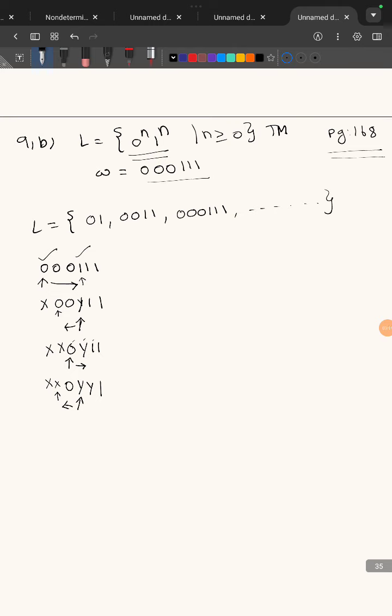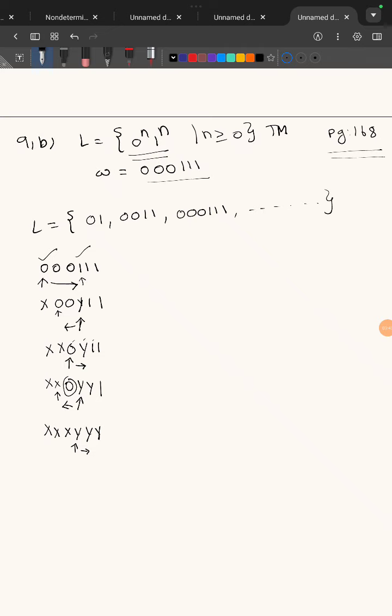Once the x is found, it changes direction to the right-hand side, because we know everything before this is x, meaning we have already checked those zeros and marked them as x. So we travel in the opposite direction to check the remaining zeros. We change this 0 also to x. Now the remaining is 1, so the pointer will be here, keep moving towards the right-hand side, and change that 1 to y.